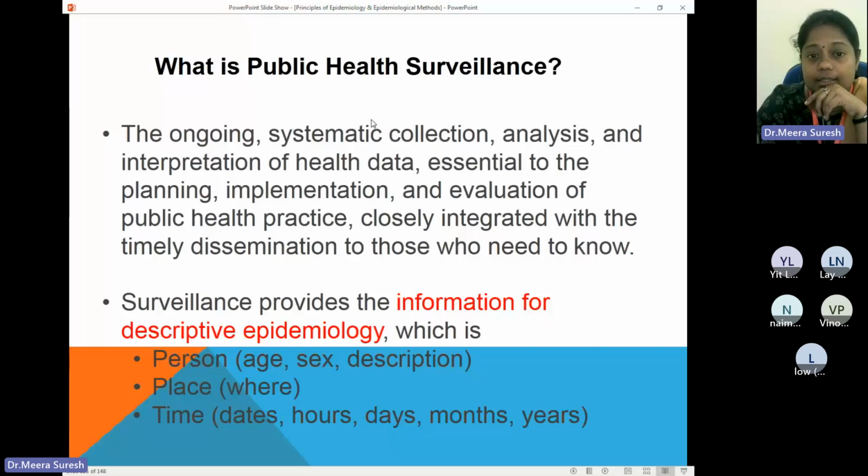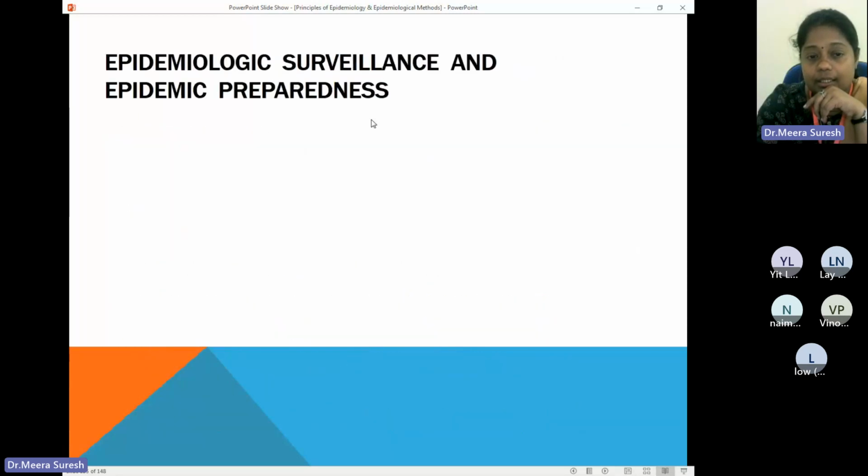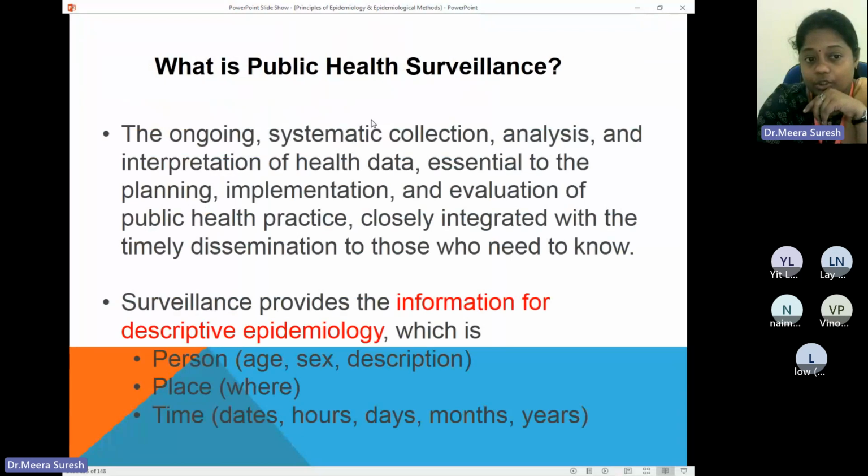So I think this is the third subsection and the last portion regarding epidemiological surveillance, not prevalence, sorry, surveillance: how we are going to know whether some disease is appearing or not. Surveillance is the ongoing systematic collection, analysis, and interpretation of health data, and you do that for the planning, implementation, and evaluation of public health practice, closely integrated with the timely dissemination to those who need to know.